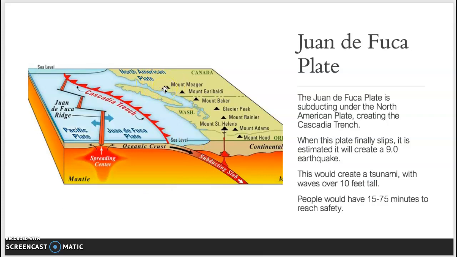So there is a plate off the coast of North America called the Juan de Fuca plate. The Juan de Fuca plate is pushing into the North American plate, and it's creating a subduction zone. The place where the Juan de Fuca is going underneath North America, they call that the Cascadia Trench. And these are actually called the Cascadia Mountains. You've probably heard that term before.